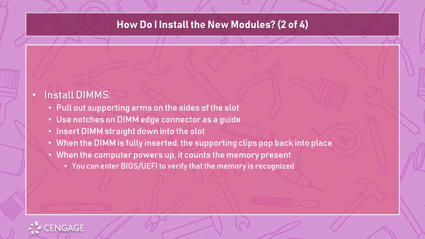Use the notches on the edge connector as a guide to slot the DIMM down. When you push it down fully, the registration notch should slide into place and the arm should pop up and clip into the sides of the stick. Then you can gently tug upwards and it should not come loose. When you power up the system, SPD will launch and check the memory present, and UEFI should verify what you have.